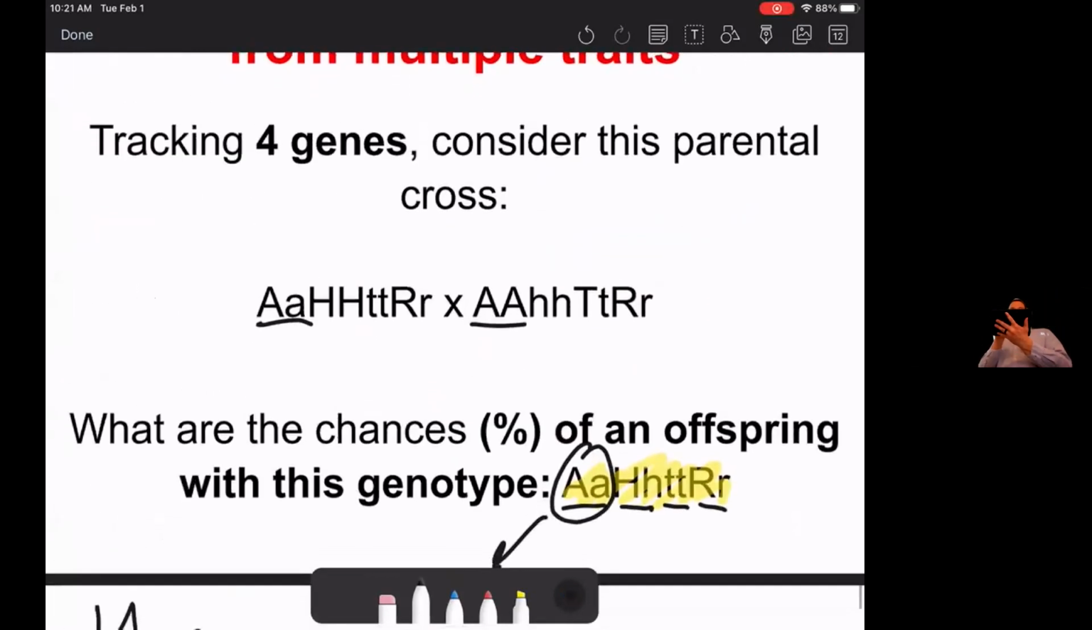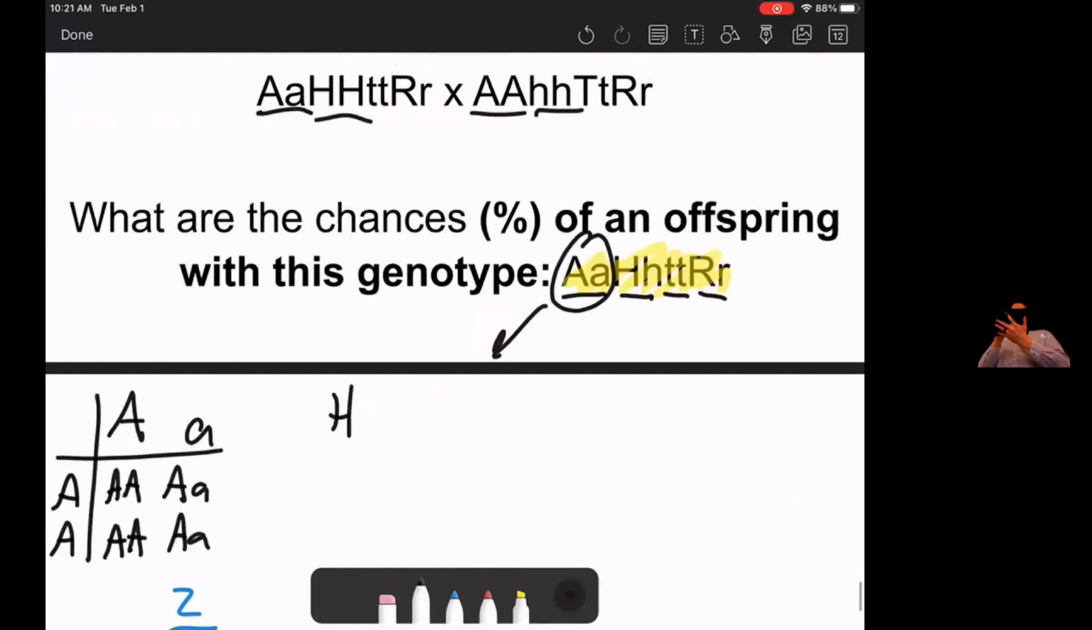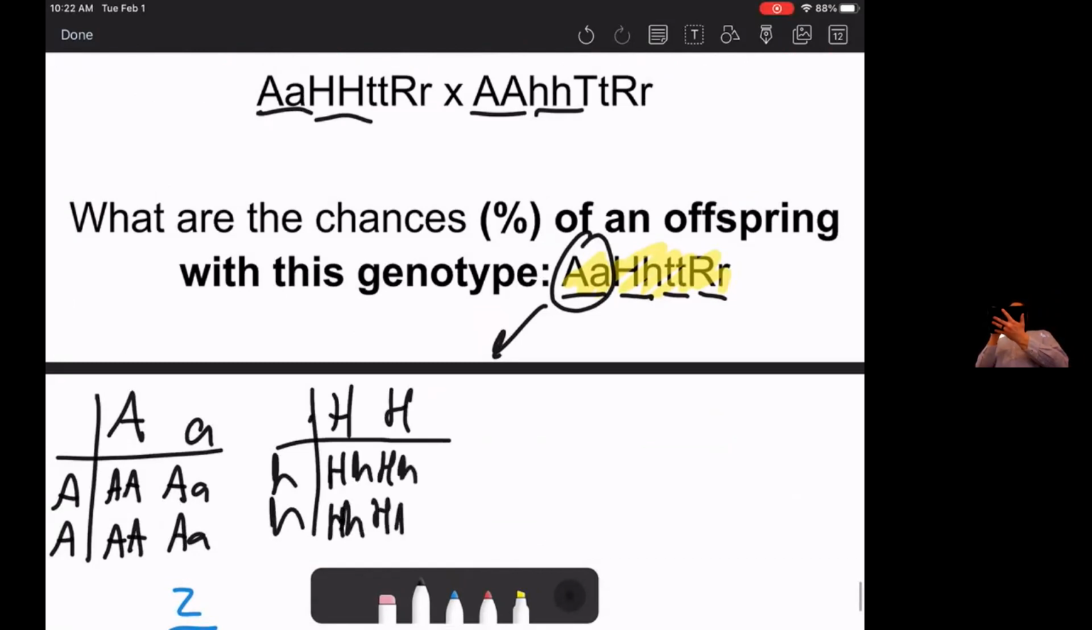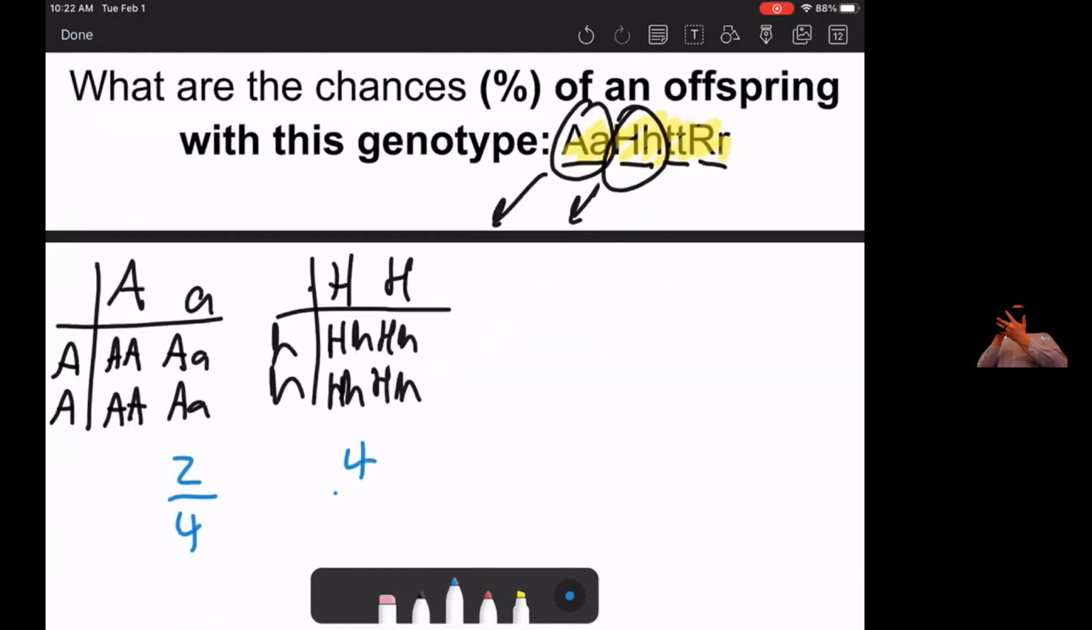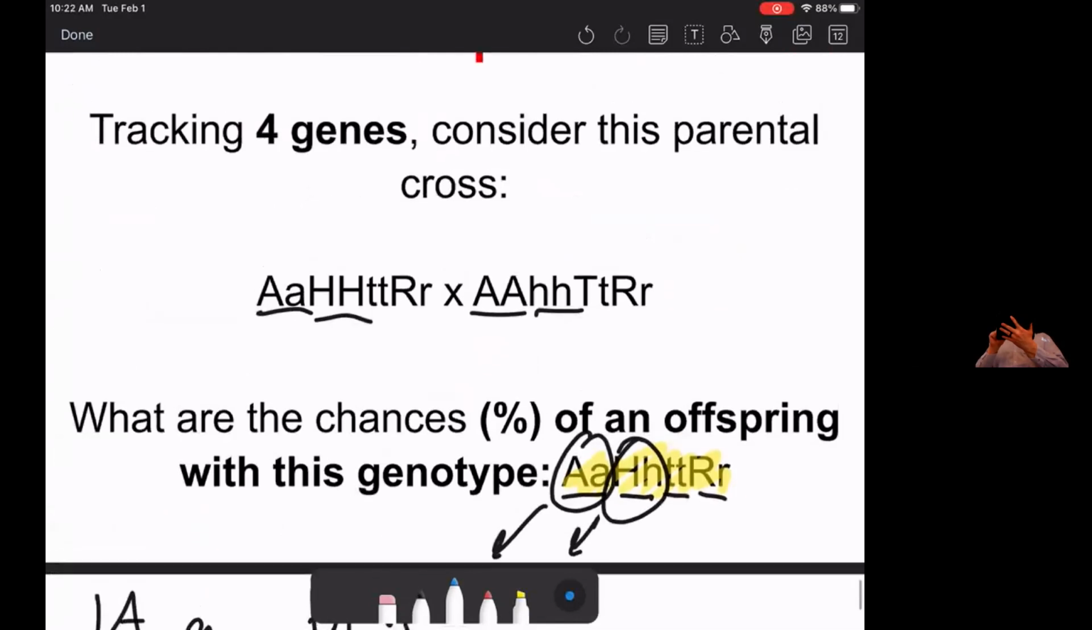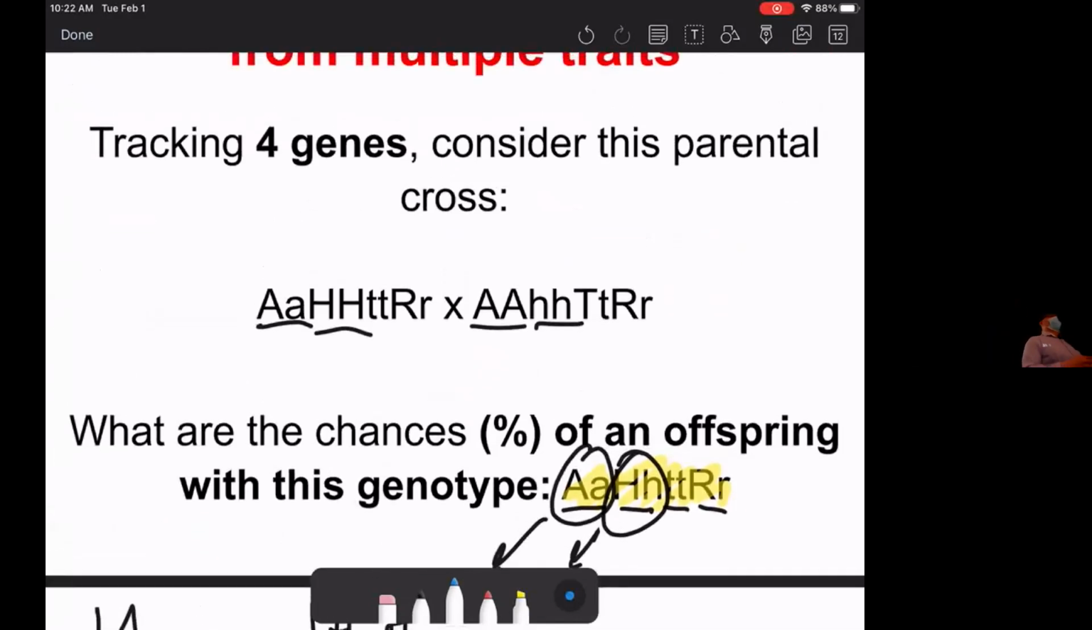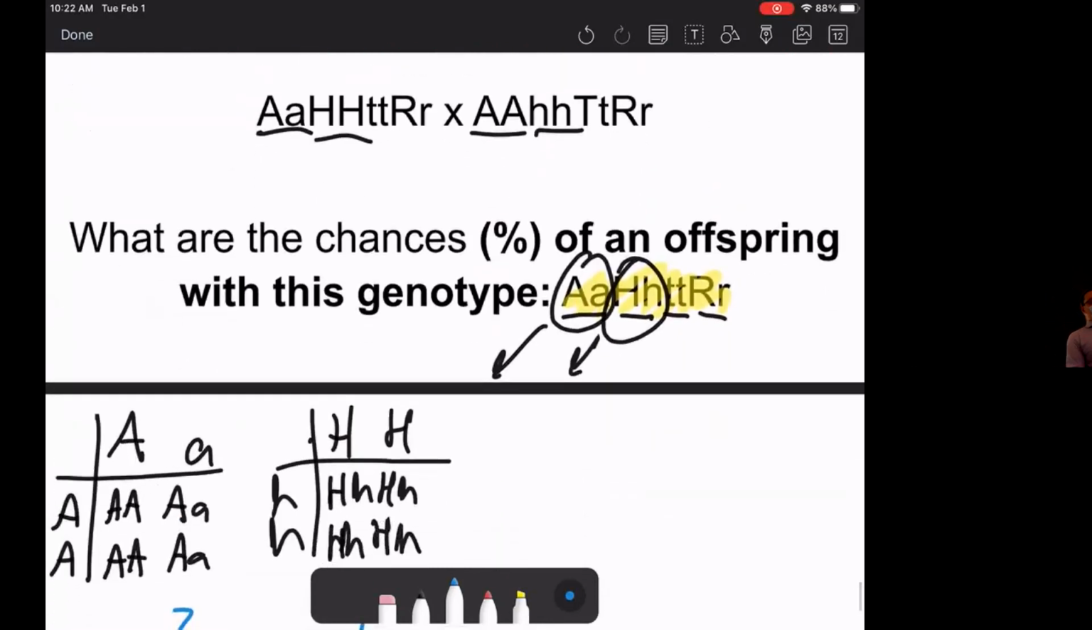Okay, let's look at H. Parent, parent. You can see where this one's going, right? But the H phenotype looks like we are passing down all heterozygotes in this case. So we hit our target. That's just 4 out of 4. Finish the other two on your own and give me the odds. We'll walk through it after.